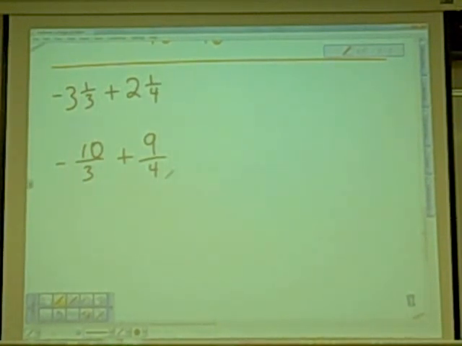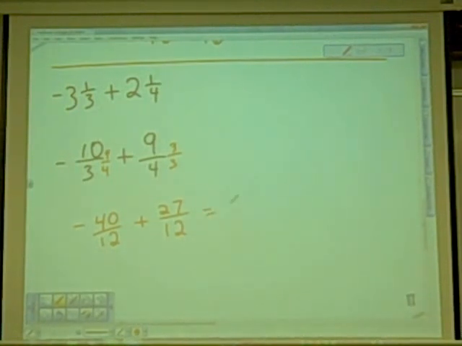And so, Megan, now what do we need to do? Find a common denominator, right, which would be what? 12. So that means we've got to multiply 4 times 4 over 4, and the other one is going to be 3 over 3. Good. Okay, so that'll give us negative 40 over 12 plus 9 times 3, 27 over 12.